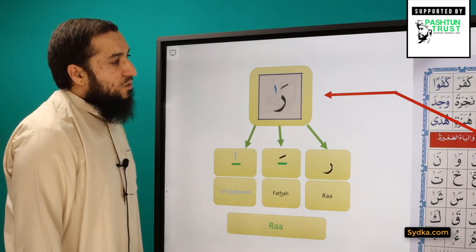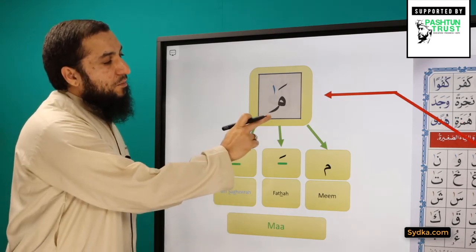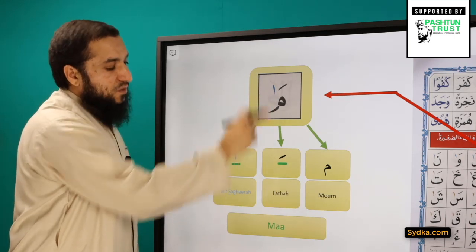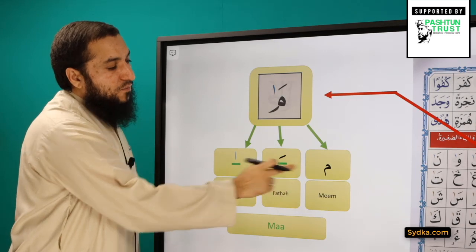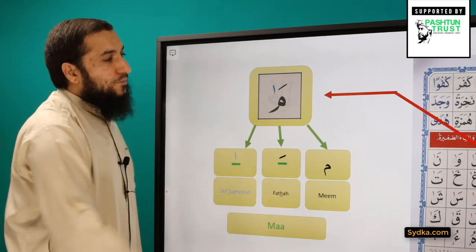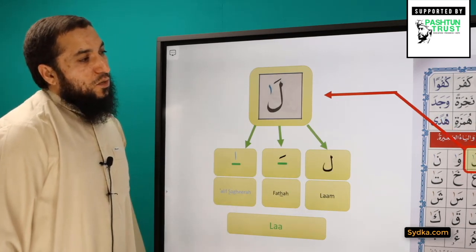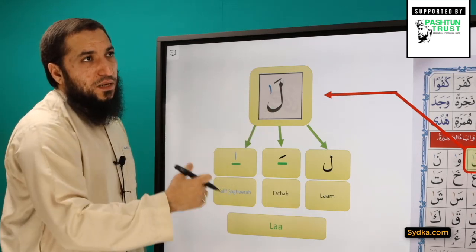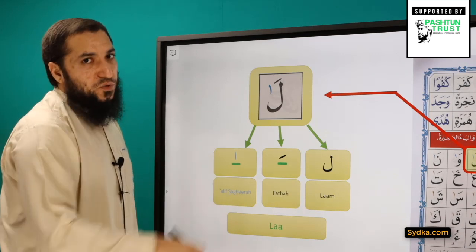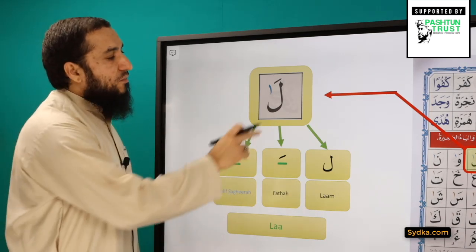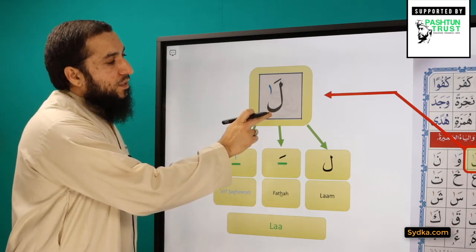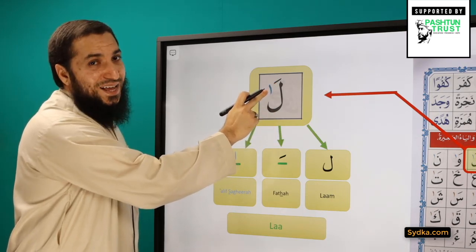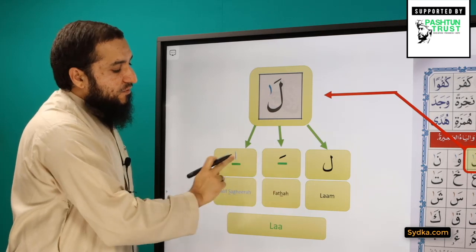Two counts prolongation. Mim. Mim is a light letter and it has fatha on it. Mim fatha alif saghira ma. The next syllable we have is la. Lam can be light or heavy, depending on the situation, which we previously explained. In this case we are using it as light. Lam fatha alif saghira la.